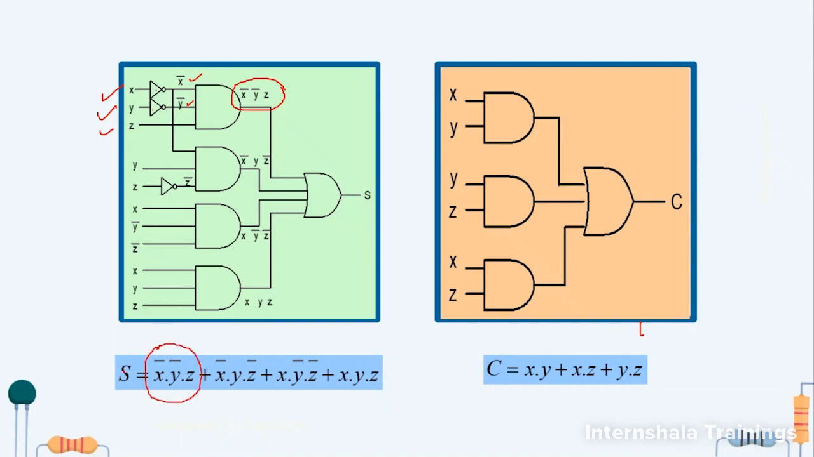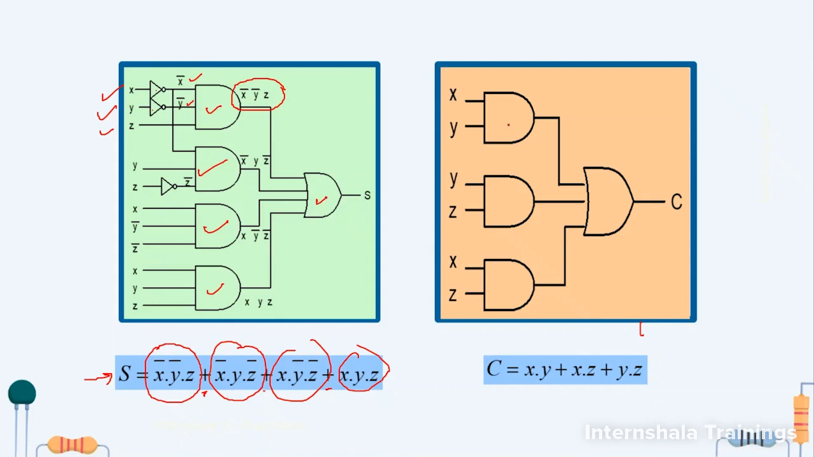So if I am given a Boolean expression like this, I can transform it into this. Then I transform this into this one. Then the next one, then the next one. So here and here. And finally there is a sum between all four, so I take one OR gate.